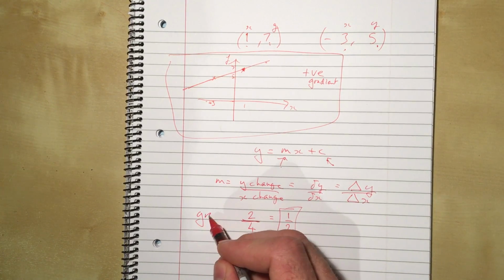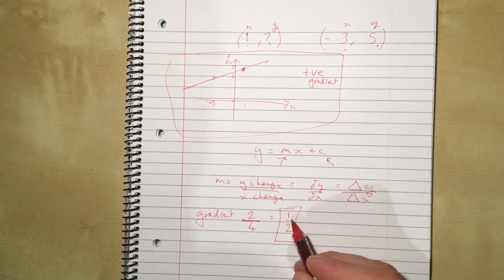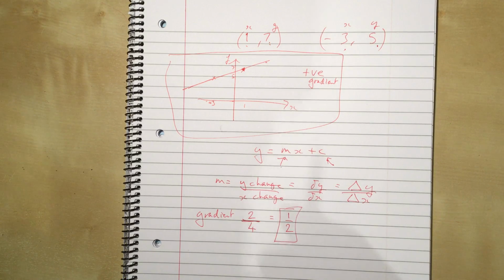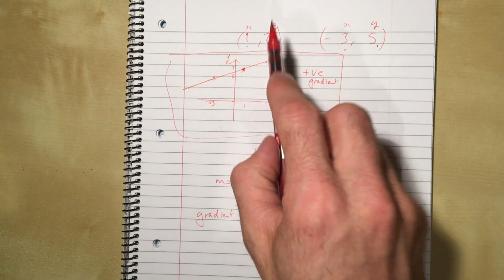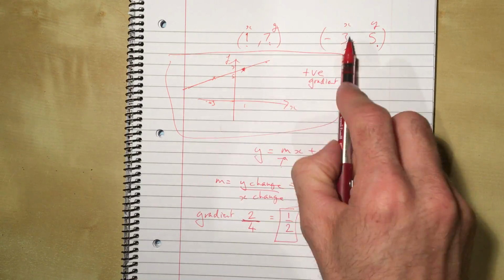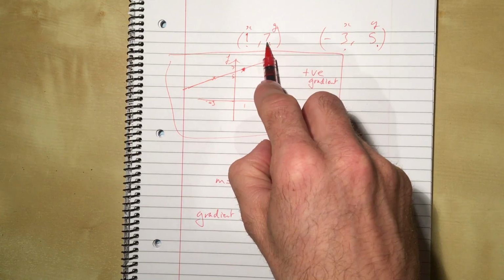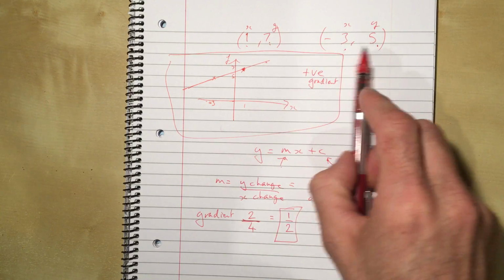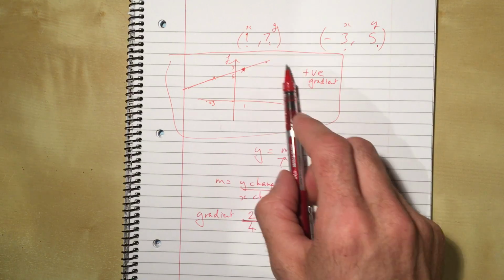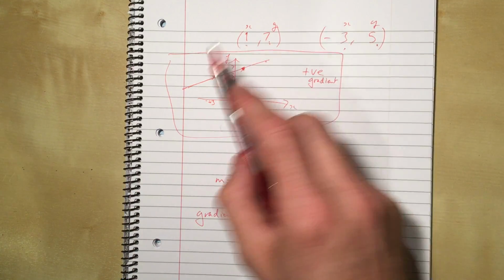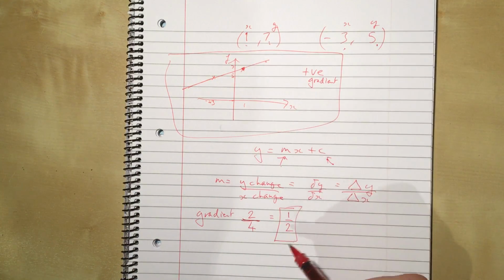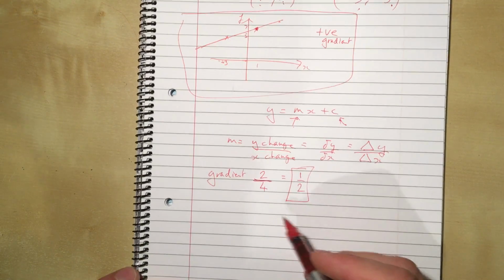So the gradient equals 1/2. You can do that by sketching the graph and looking at whether the gradient is positive or negative, or you can do y take away y, x take away x, as long as you remember to start the takeaway and finish the takeaway from the same set of coordinates each time. So start here, finish here, or start here, finish here, as long as you do the same for x's and y's. Either way, we end up with a gradient of 1/2.